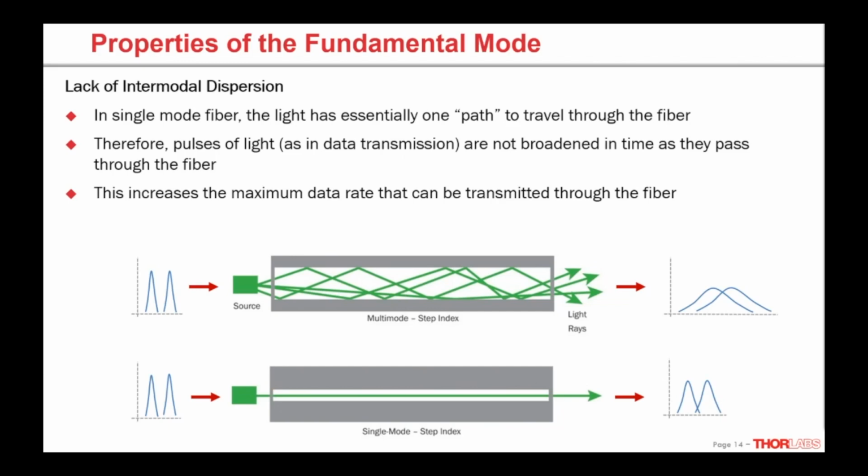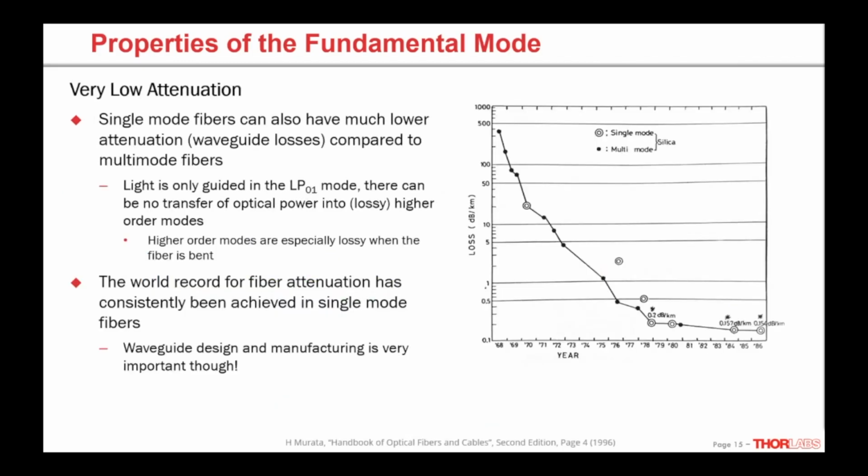Last property we'll talk about is attenuation. Attenuation basically means if we put some certain amount of light into one end of the fiber, how much do we get out the other end, or how much is lost in between? Single mode fibers can typically have much lower attenuation than multimode fibers. It's basically because one of the factors is light is only guided in that LP01 fundamental mode. We can't have that effect I mentioned where you're going to transfer power into those lossy higher order modes. Those modes are lossy in general and extra lossy when the fiber is bent.